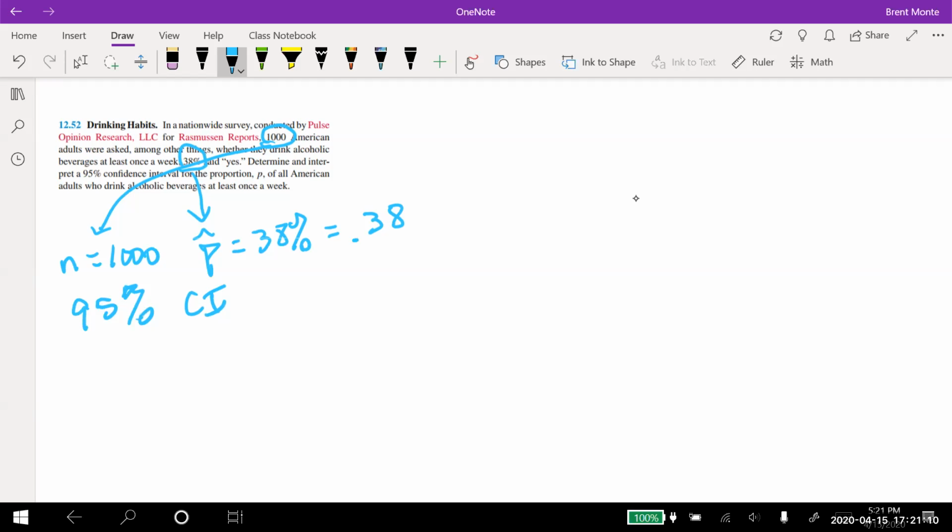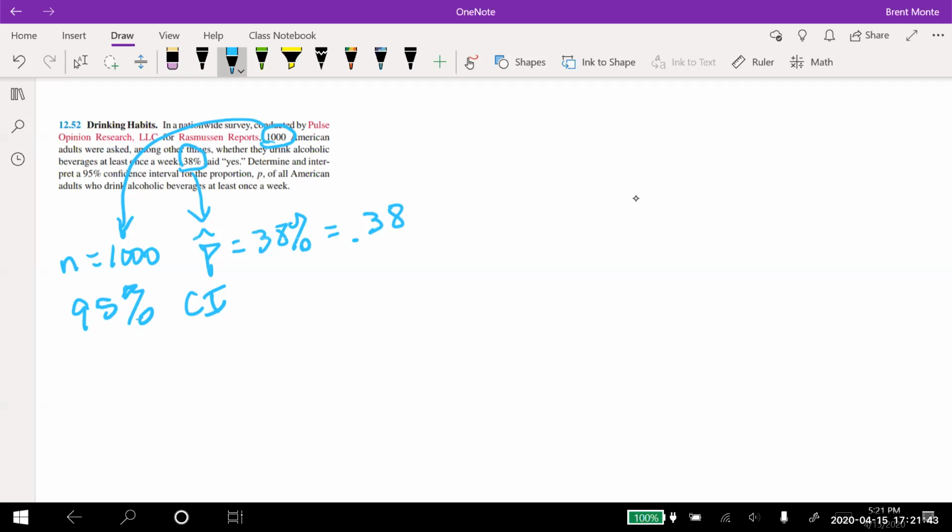All right. So let me jot those down. So we've got 1,000, we've got 38%, and we want a 95% confidence interval. All right, so let's go ahead and do that. So let's jump over there. Let me move this in case that line is in your way and you can't see what I did. So this number came here, and then the 38% was our sample proportion. Okay, so let's go ahead and do our confidence interval.